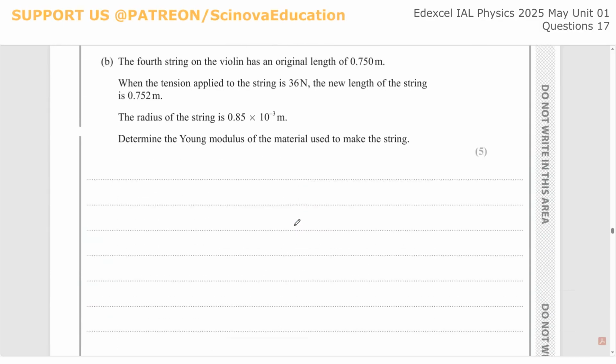Let's move on to part B of the same question. The fourth string on the violin has an original length of 0.750 meters. When the tension applied to the string is 36 newtons, the new length of the string is 0.752 meters. The radius of the string is 0.85 times 10 to the power minus 3 meters. Determine the Young's modulus of the material used to make the string.